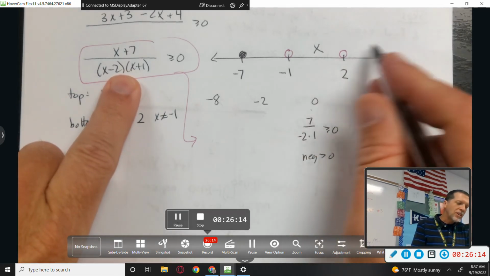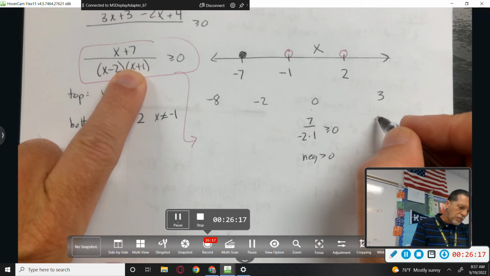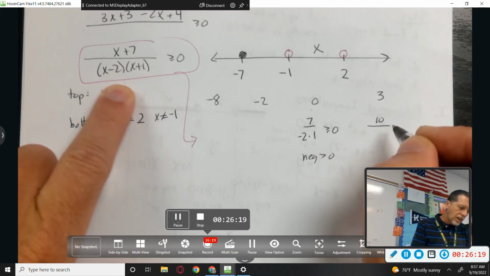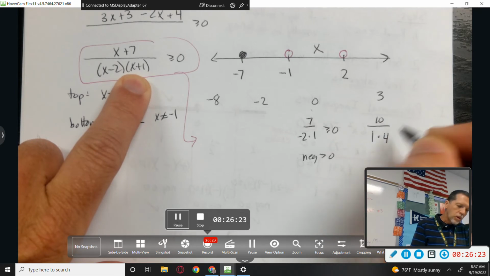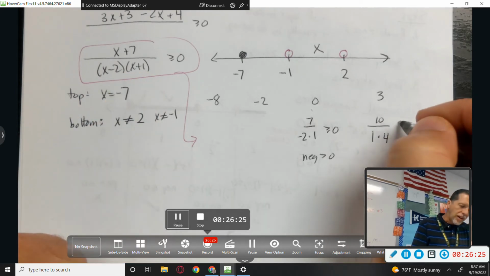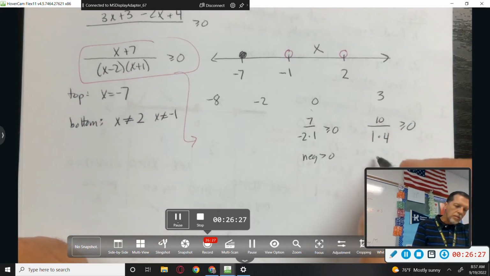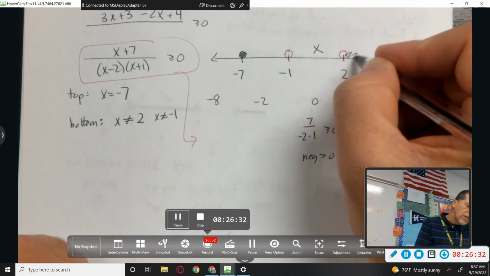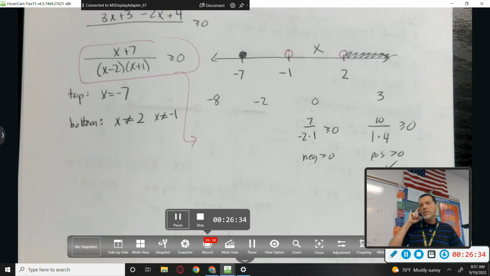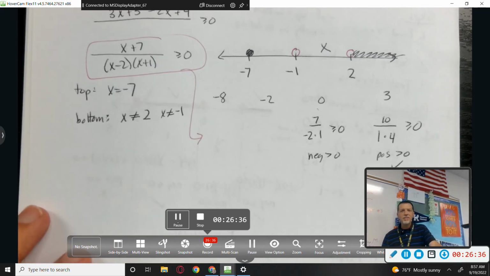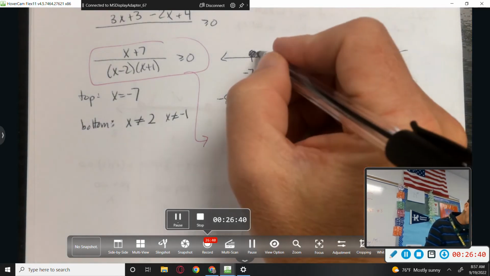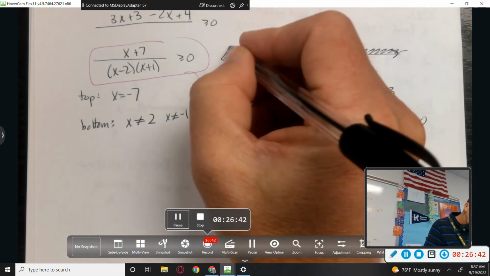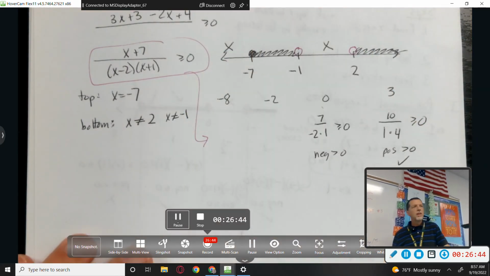Let's see, 3 plus 7 is 10. 3 minus 2 is 1. 3 plus 1 is 4. Again, I don't really care about the values. All that's positive. Positive is greater than 0. That interval works as we thought it would based on alternating. So that means this one should work, and that last one should not work. And I'm good with that.